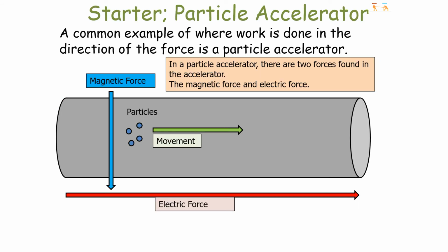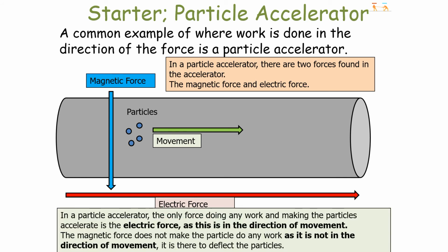A common example of where work is done in the direction of a force is a particle accelerator. In a particle accelerator there are 2 forces, the magnetic force and the electrical force. The only force doing any work and making the particles accelerate is the electrical force, because this is the direction of the movement. The magnetic force does not make the particle do any work, as it's not in the direction of the movement. The magnetic force is there to deflect the particles.